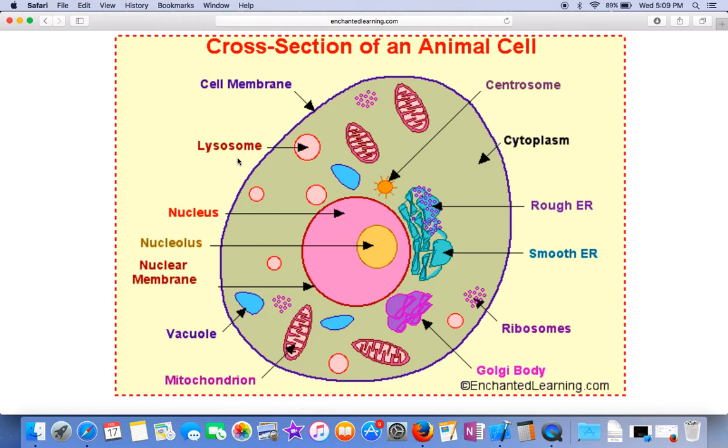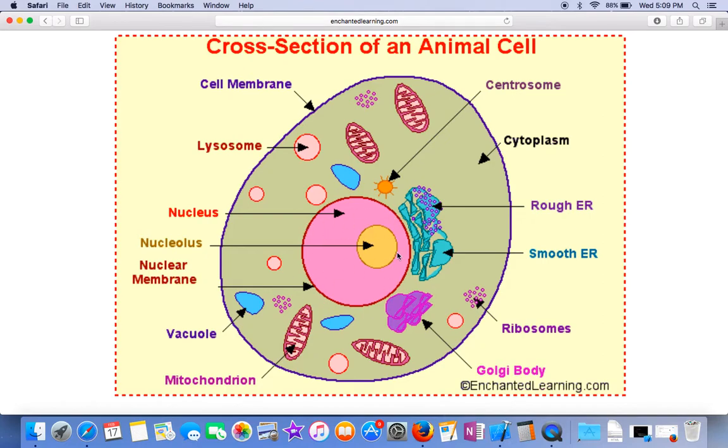Here's a lysosome. We did not find any lysosomes in the plant cell, so they're only found in animal cells. The lysosomes are round organelles surrounded by a membrane, of course, and they contain digestive enzymes. So this is where the digestion of all cell nutrients takes place, in our lysosomes.